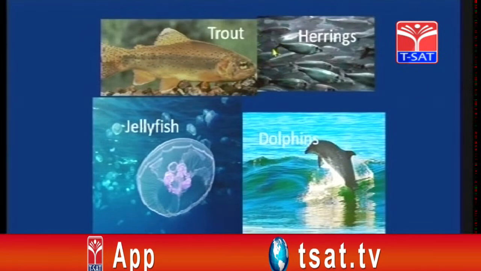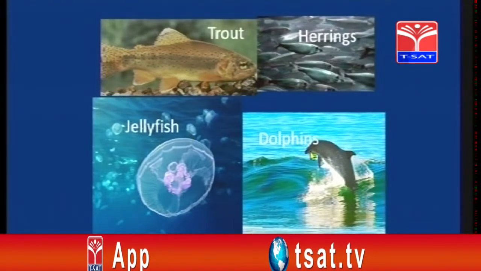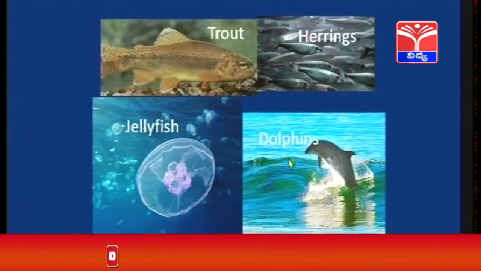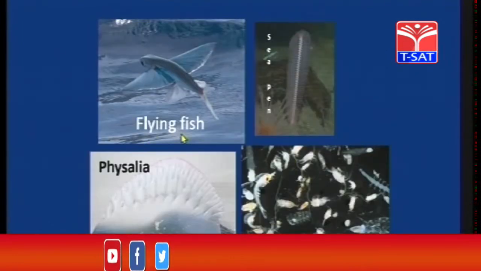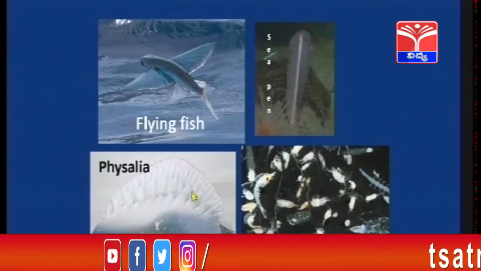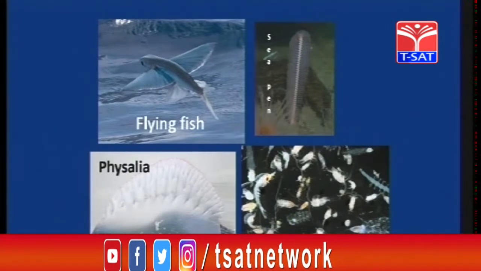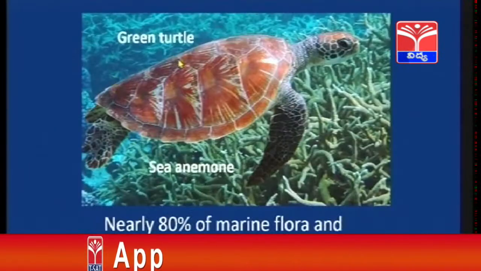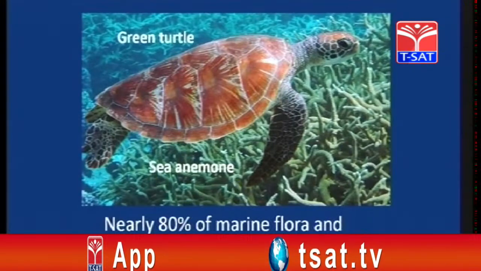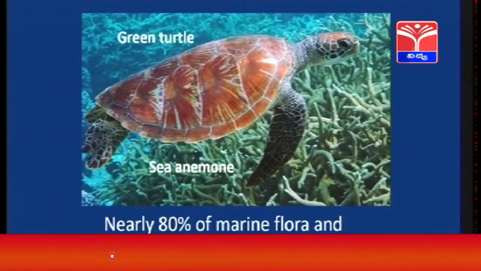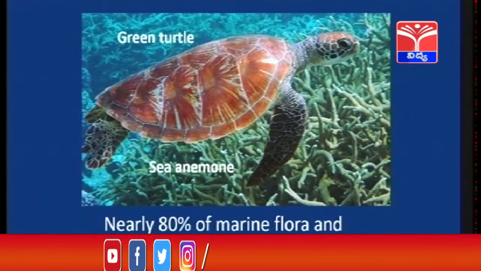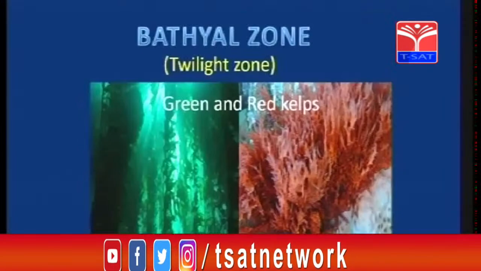Now trouts, herrings, jellyfishes and the dolphins are present in the euphotic zone. Flying fish, sea pen, phycelia and different types of crustaceans are also found in this zone. Green turtles, sea anemone. Now children, here 80% of marine flora and fauna are found in this zone because of the light penetration. That's the reason it is called the euphotic zone.